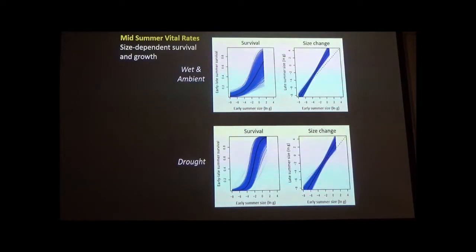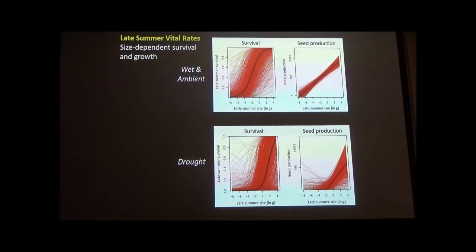They got bigger. But for drought during the midsummer, the vital rates, the growth and survival, don't look all that different. If anything, the survival of large plants is actually a little higher. They're not growing maybe as much, but they're not really suffering here. Everybody's sort of performing okay.